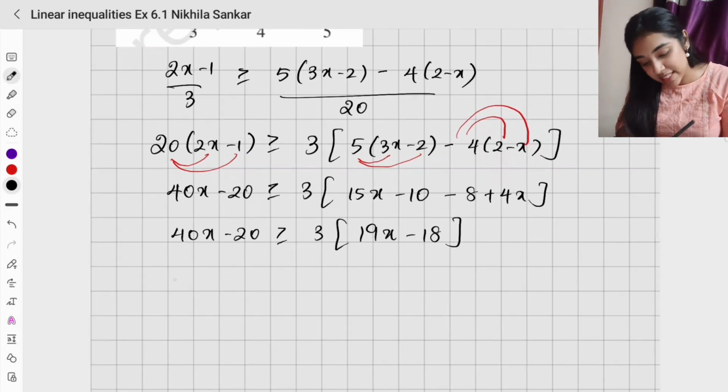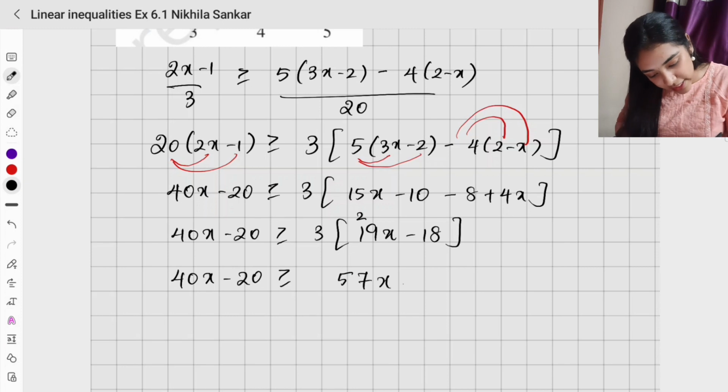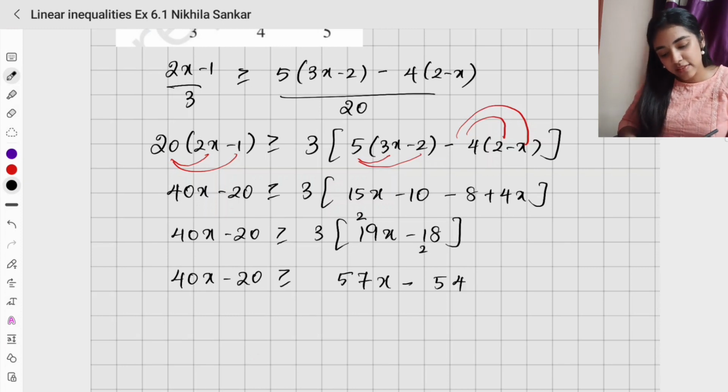Now I'm going to multiply the 3 inside, which is going to be 40x minus 20 greater than or equal to 3 times 19x. 9 threes are 27, 2 carry over, 3 ones are 3, 4, 5, so 57x. Minus 18 into 3: 8 threes are 24, 2, 3 ones are 3, 4, 5, so minus 54. Okay. Now I'm going to take the 57x to the other side, and 20 to this side.